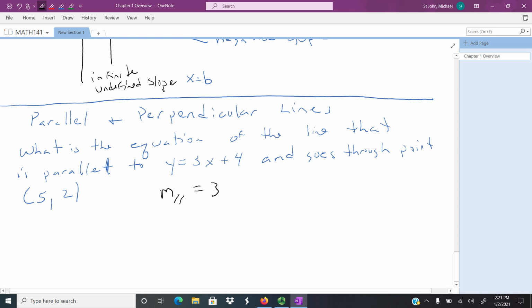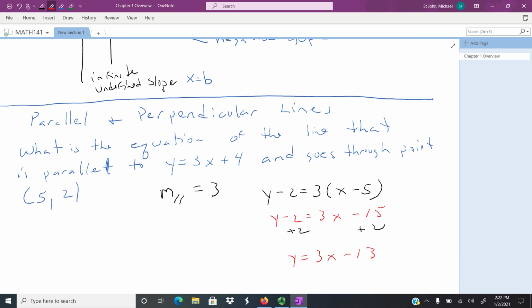We have a slope, we have a point, and so I can say, okay, y minus 2 equals 3 times (x minus 5). And then I could rearrange that into the other form: 3x minus 15, and take the 2 over. And we end up at y equals 3x minus 13. So we have the equation of my parallel line.